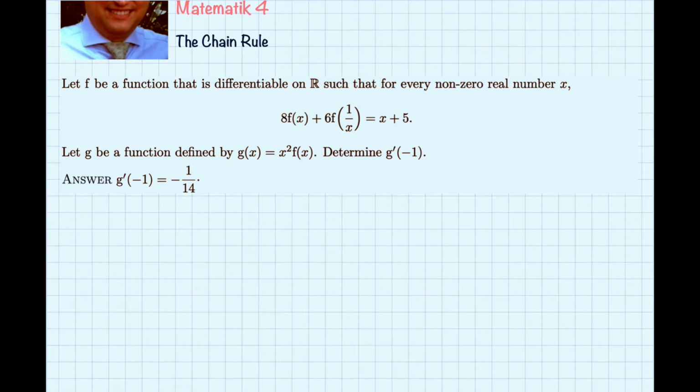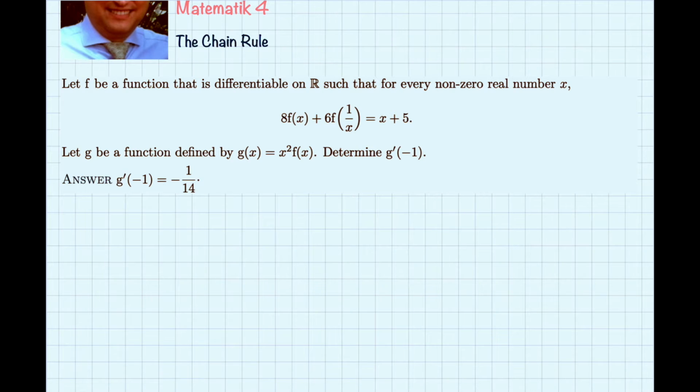So the question here is to calculate the derivative of a function g at a given number, minus 1, where g of x is given by this formula. Of course, f of x is not given to you directly. If you had the formula for f of x, it was a simple problem. You just replace f of x with that formula and multiply it by x squared, and then you can take the derivative of that function. When the differentiation is finished, then you replace x with minus 1 and you are done.